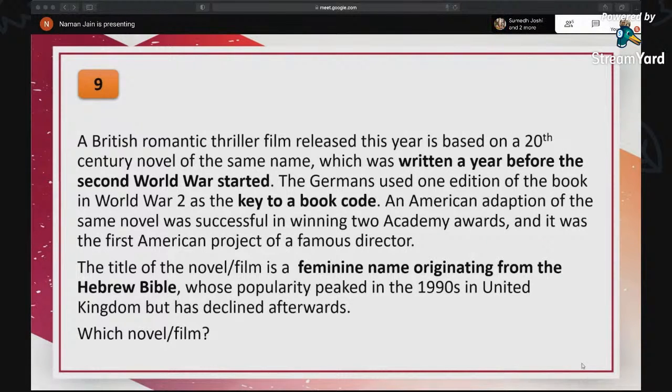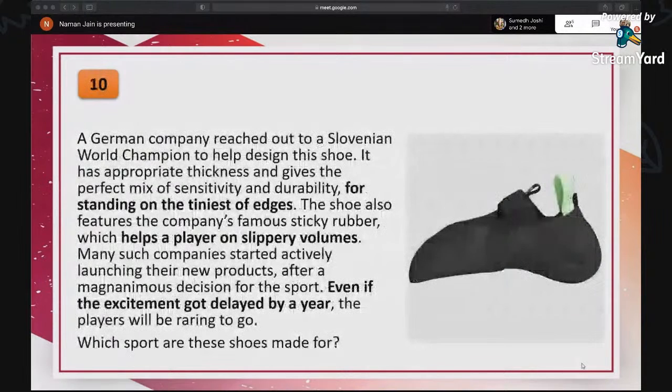And now we move on to the last question of today's quiz, which will end with sports, my favorite topic. So a German company reached out to a Slovenian world champion to help design this shoe. So the image of the shoe is important here. Look carefully how the shoe is made. It has appropriate thickness and gives the perfect mix of sensitivity and durability for standing on the tiniest of edges. The shoe also features the company's famous sticky rubber, which helps a player on slippery volumes.